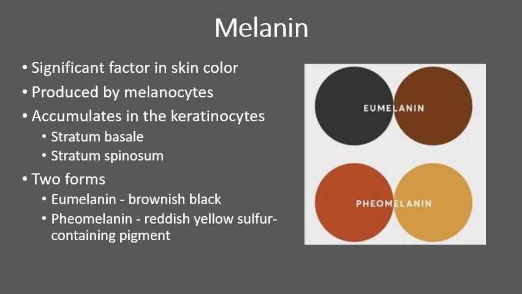So you have melanin that is released by melanocytes, and you find them in the stratum basale and the stratum spinosum. There are two types of melanin. You have eumelanin, which is a brownish black color, but then you also have pheomelanin, which is a reddish yellow sulfur containing pigment. And these are responsible for creating the different skin tones.